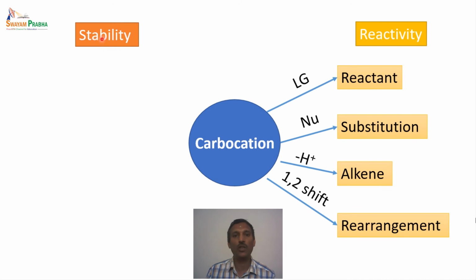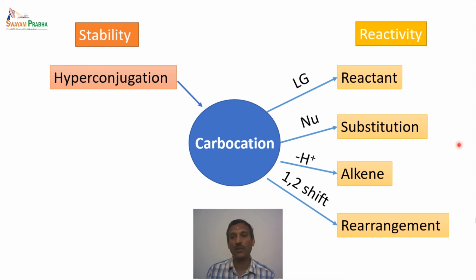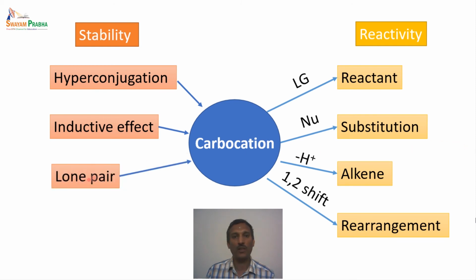And when we talk about the stability of the carbocation, it can be stabilized by hyperconjugation. The carbocation can also be stabilized by inductive effect. The carbocation can be stabilized by the lone pair from the adjacent atom, especially the heteroatoms nitrogen and oxygen, which have lone pairs and can stabilize the carbocation. And resonance or the pi bonds can also stabilize the carbocation if they are in close proximity.